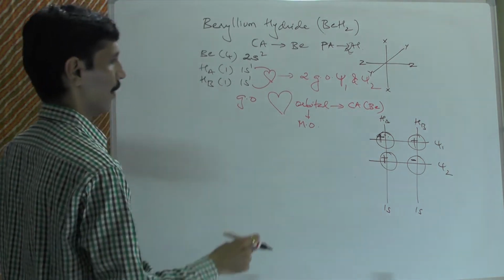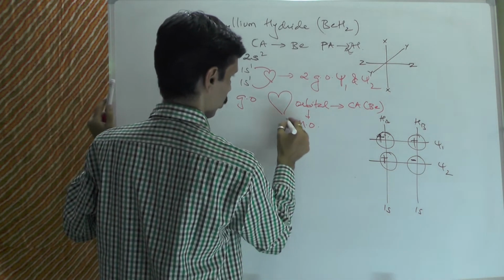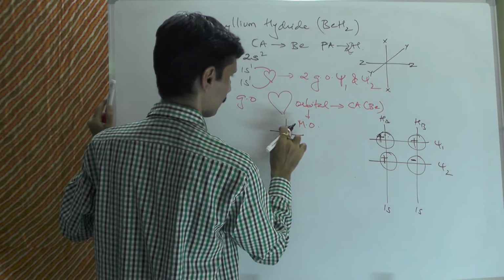Right. So हम शुरू करते हैं अभी orbitals of central beryllium. तो सबसे पहले तो हमें 2s दिखाना है.